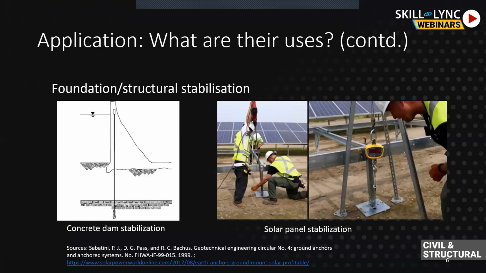Mainly earthen dams are stabilized by anchors, and then there is solar panel stabilization. It's just an example. Just assume how many structures there are which are affected by wind. There are wind tunnels, wind turbines, and large transmission towers. There are electricity towers. Any kind of large tower is generally stabilized by anchors. So the anchor keeps the structure from tilting a lot, and it keeps the foundation intact.